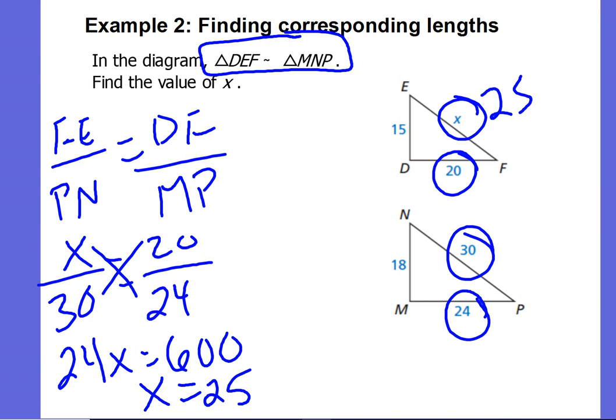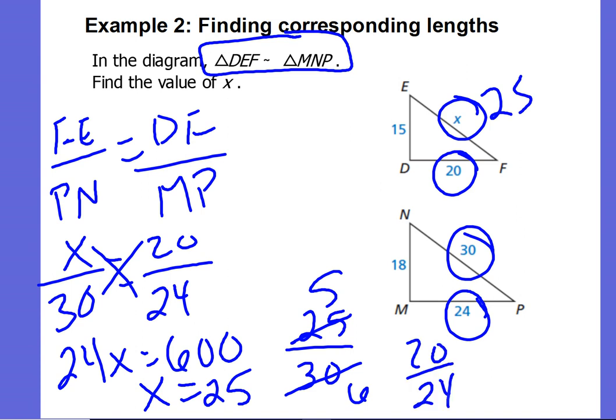It makes sense. We can always go back and check by making sure that the scale factors still, in fact, match up. In this case, if I substituted back in, 25 over 30, well, 5 goes into 25 5 times, and into 30 6 times. And that's the exact same thing that happens for 20 over 24. 4 goes into 20 5 times, and into 24 6 times. So they do match up.